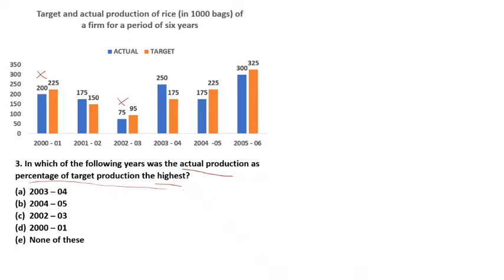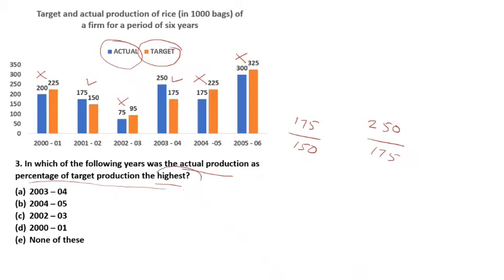You can say production is given by the blue line and target is given by the orange line. So here also the blue line is less, so production is less. Here also production is less. So what is left now? One is this one and one is this one. In 2001-2, the production is 175 upon 150. And in 2003-4, the production is 250 and the target set was 175. We have to see out of these two values which is the highest.